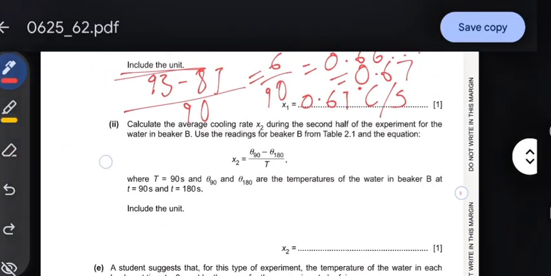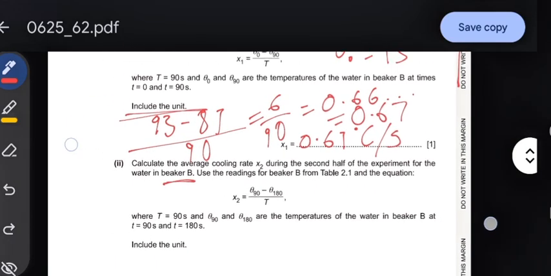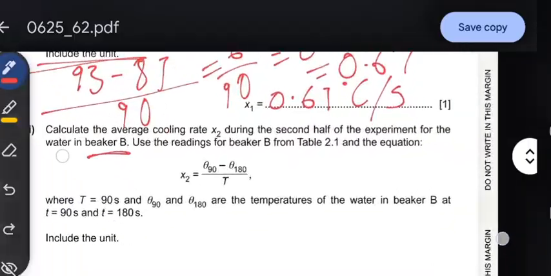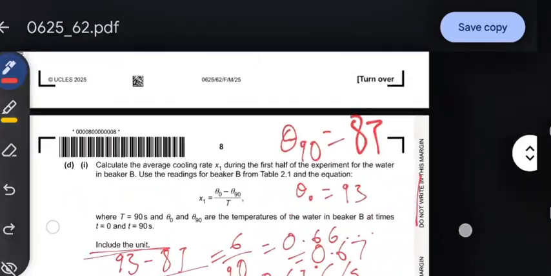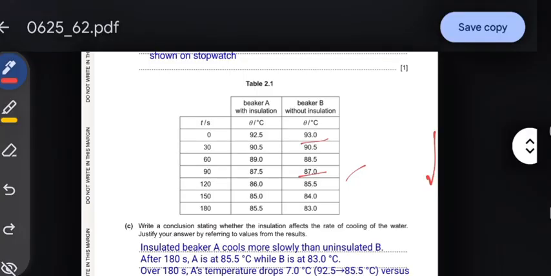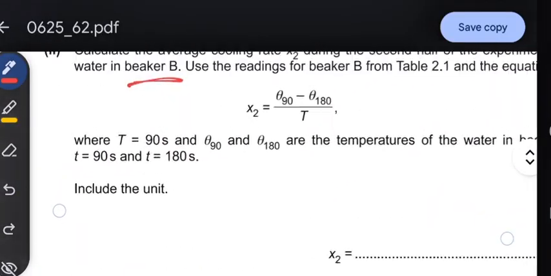During the second half of the experiment for the water in beaker B. Don't mess up beaker A and B. Use the readings for beaker B from table 2.1 and the equation. Now we need it for theta 90. Theta 90 we already have, 87. Let's check what it is for 180. It is 83. So for theta 180, it's 83.